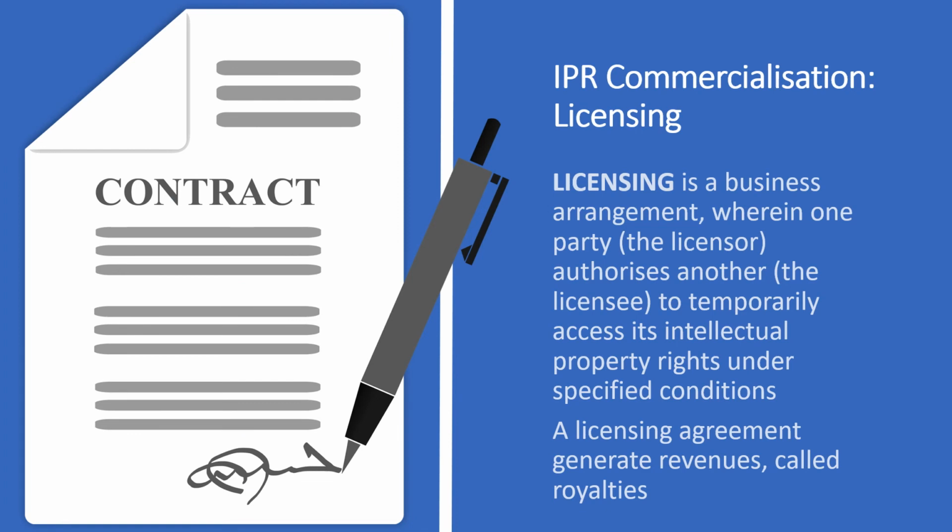Once we have protected our intellectual property rights, we would of course want to make money with it. We call that process commercialization. So we commercialize intellectual property rights through either selling it or leasing it, letting it out. The leasing and letting it out is called licensing. So when we license our intellectual property, we make a business arrangement with another party that does not own the intellectual property, in which we give them permission, which is called authorization, to temporarily use that right. A licensing agreement generates revenue. It makes us money. The money that you make through a license agreement is called royalties.